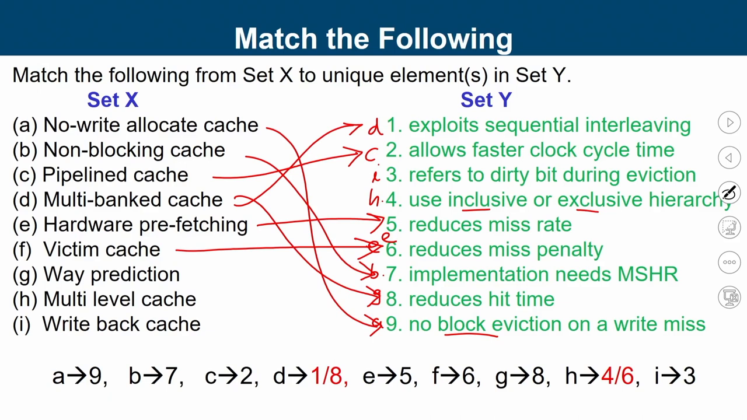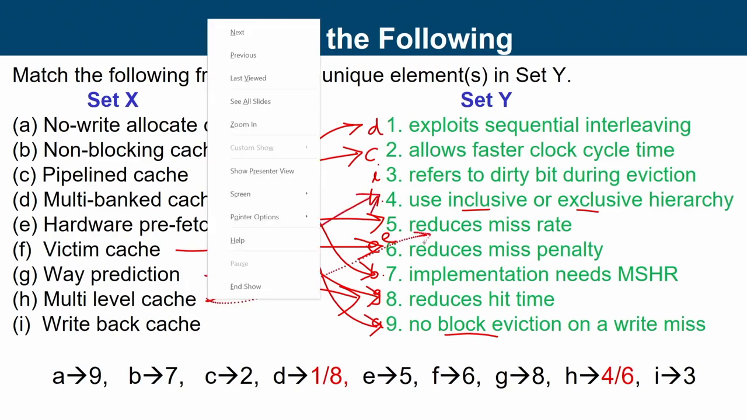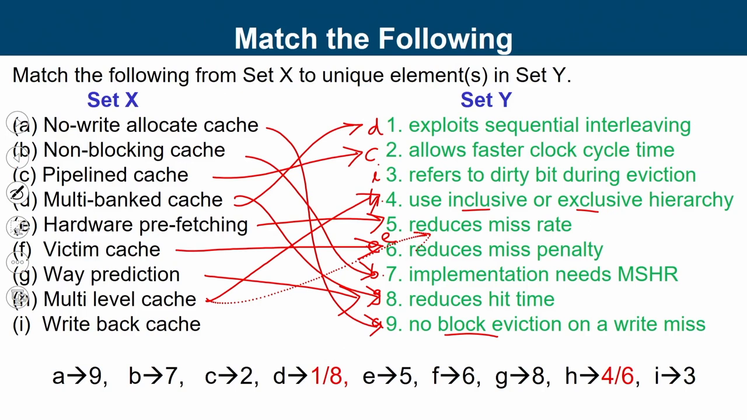G is way prediction. Way prediction anyway reduces the hit time, as we have seen. H is multi-level cache. Multi-level cache has two options. One is that it will use an inclusive and exclusive hierarchy. The other option is that it will always reduce the miss penalty as well. And the last one, I, is write back, which refers to the dirty bit during eviction.